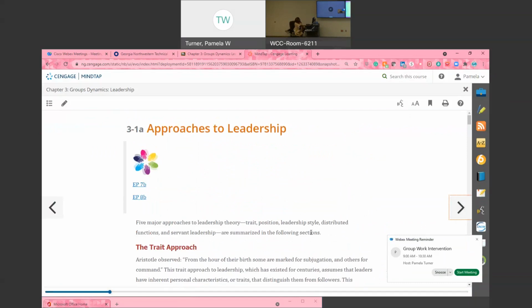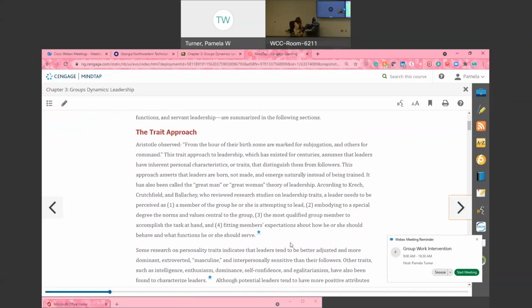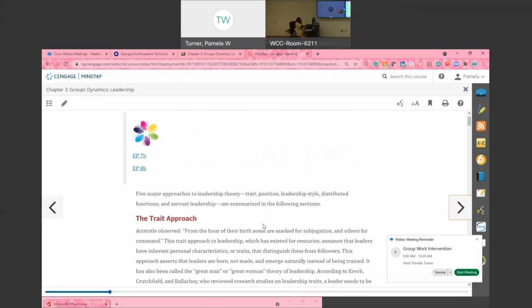So then, the different approaches to leadership. One of the things that I always say is what makes an excellent counselor or social worker is that you bring in who you are. While there are different styles of leadership, the way that I lead group will always be different than the way that other people lead group. From the hour of birth, some are marked for subjugation, others command. Those traits are born for leadership. If you go back and look at Adlerian theory of birth order, I'm a firstborn, so that firstborn would say, I'm a leader, right? However, that has nothing to do with the styles we're learning today.